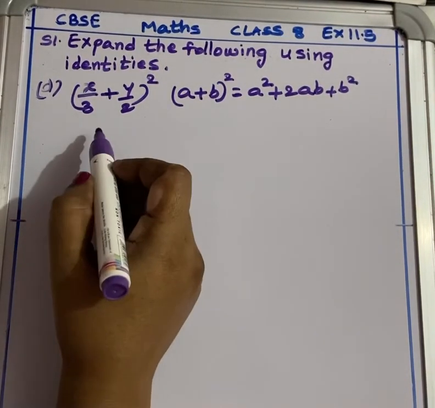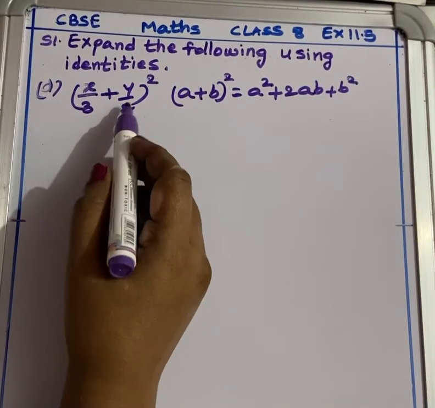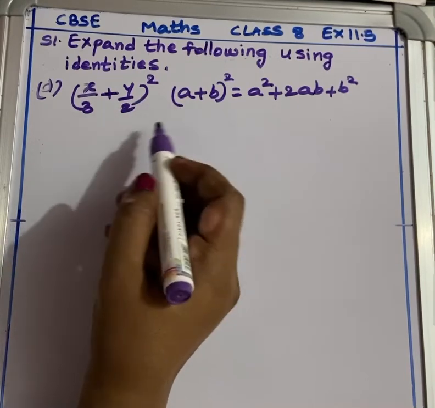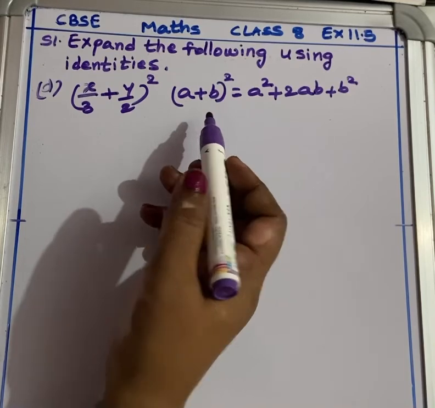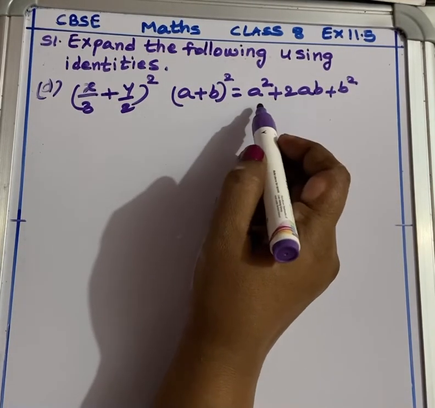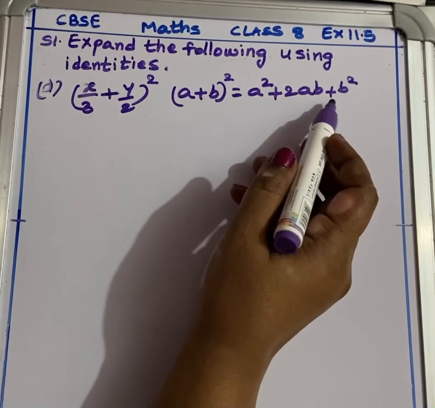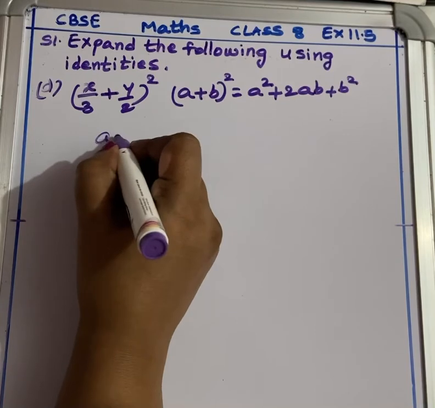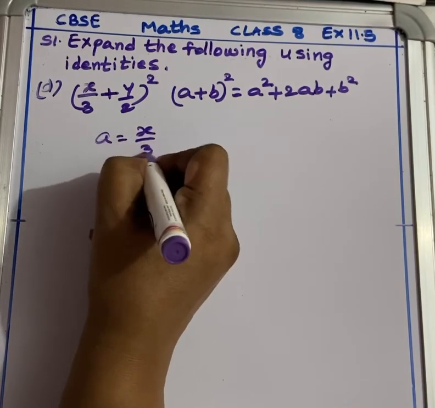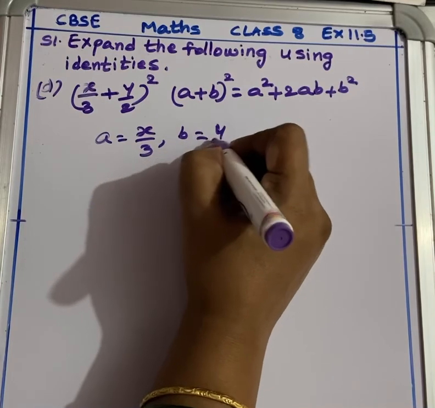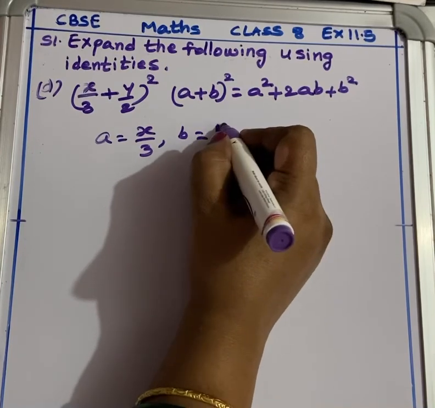D: (x/3 + y/2) whole square. So here we are using the first identity, (a + b) square equal to a square plus 2ab plus b square. Here what comes, a equal to x by 3 and b equal to, tell me first, y upon 2.